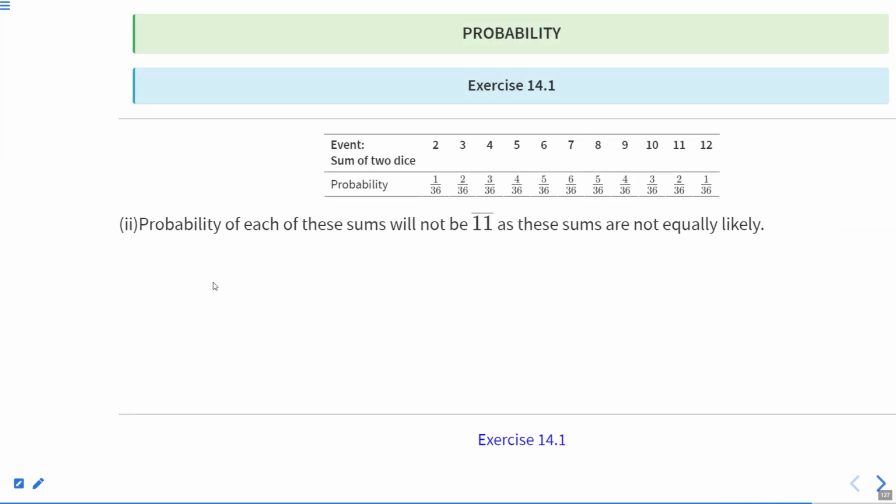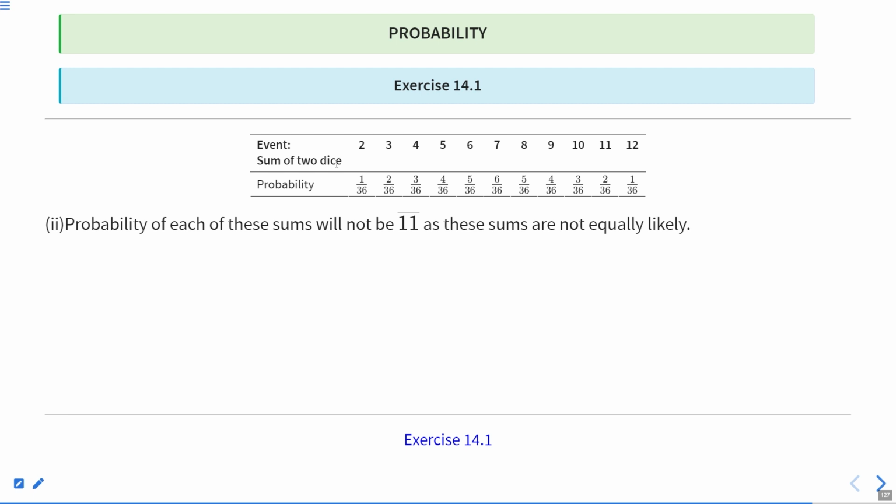Now, given the sum of 2 dice, for 2 the probability is 1 by 36. Then for the sum of 3, the probability is 2 by 36, since the possible outcomes to get the sum as 3 are 2, and the total number of possible outcomes is 36. So the probability to get the sum as 3 is equal to 2 by 36.